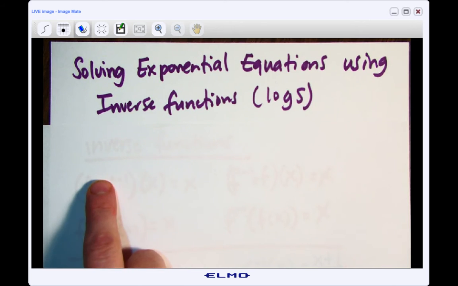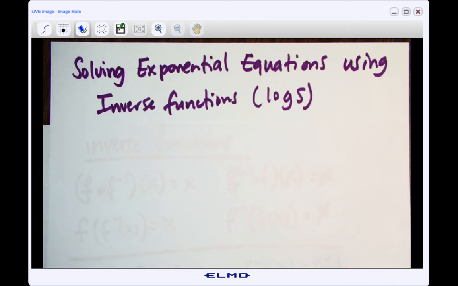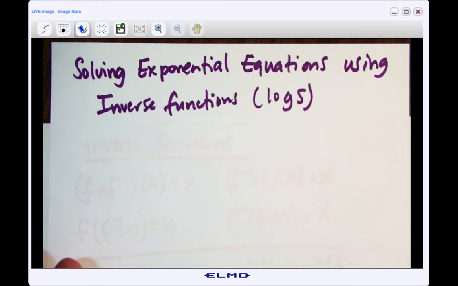Okay, in the last video, we solved exponential equations using logs. We used log base 10, but today we're going to talk about how to solve using logs with different bases, and we're going to use the idea of inverse functions. So we have to remind ourselves a little bit about inverse functions.